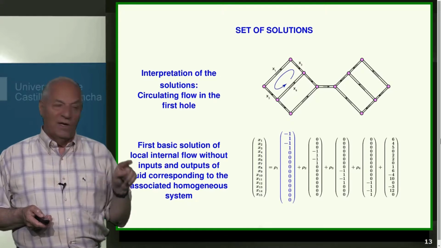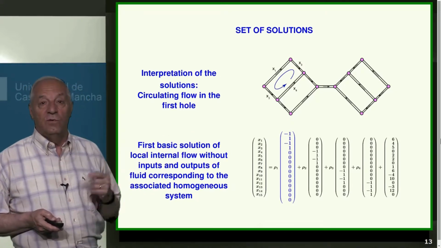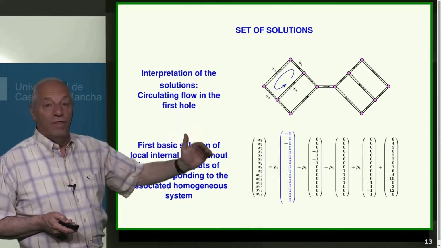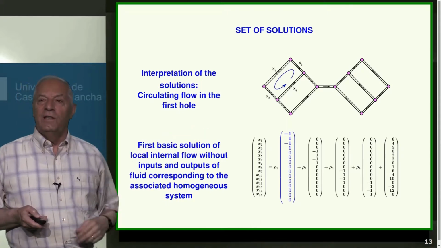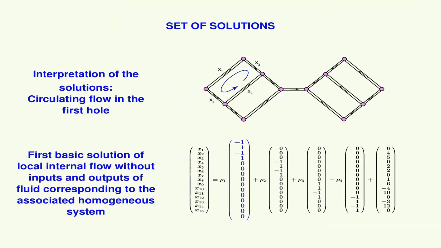So, we identify the corresponding unknowns, which in this case are 1, 2, 3, and 4, that is, x1, x2, x3 and x4. x1 and x3 circulate in the opposite direction of the turn, so they have a negative sign, and the other 2 have a positive sign, and all have modulus 1. In addition, all other flows are 0. So, that represents a basic vector of the linear space.